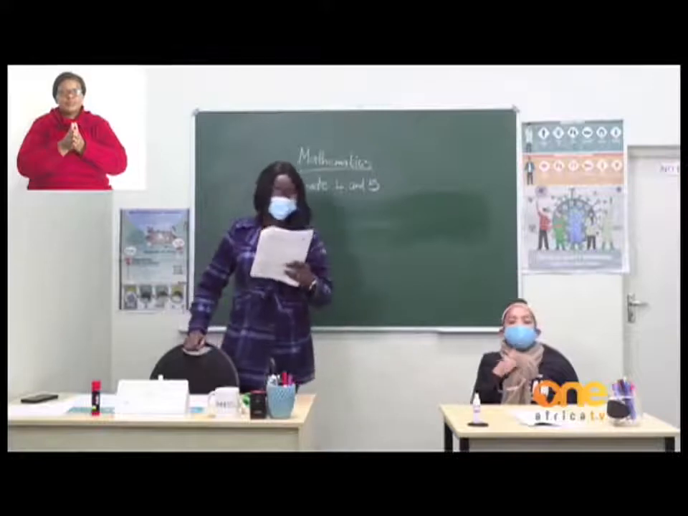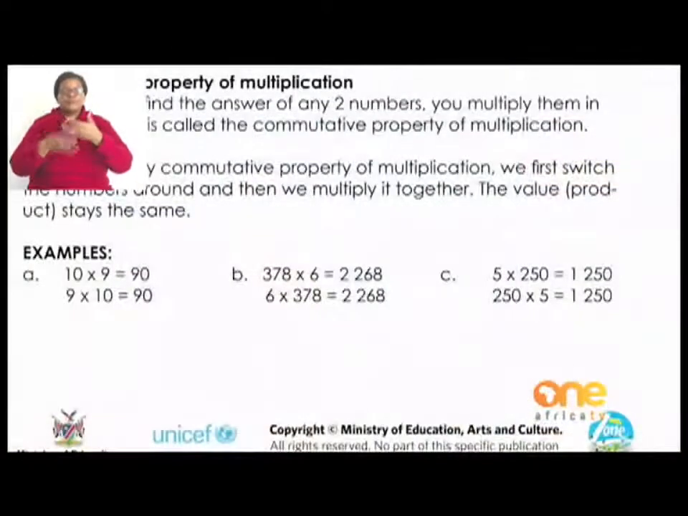Boys and girls, we are still on page 8. Hands-on math with commutative property of multiplications. If you want to find the answer of any two numbers, you multiply them in any order. This is what we call the commutative property of multiplications. Meaning, when we apply commutative property of multiplications, we first switch the number around and then we multiply it together. But the value or the product stay the same.